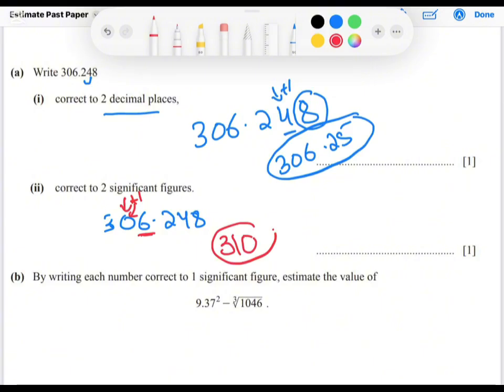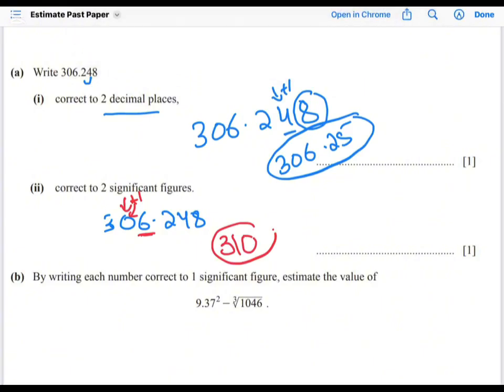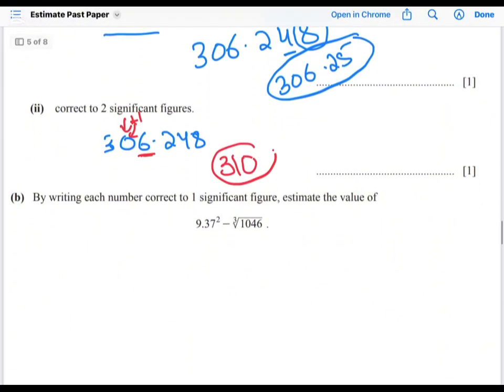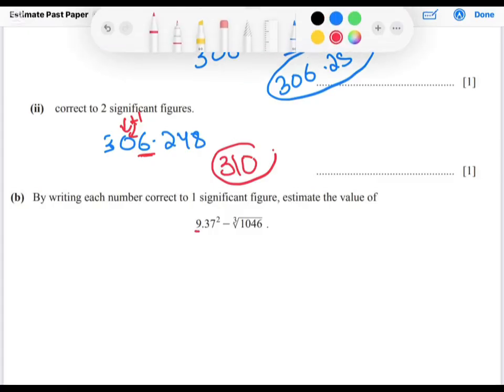I hope everything is clear in this question, no confusion. Now moving towards part B. By writing each number correct to one significant figure, estimate the value. So we need to make it one significant figure. As you see there is a 9, the first significant figure. After 9 we have 3 that is lesser than 5, so it will remain 9.